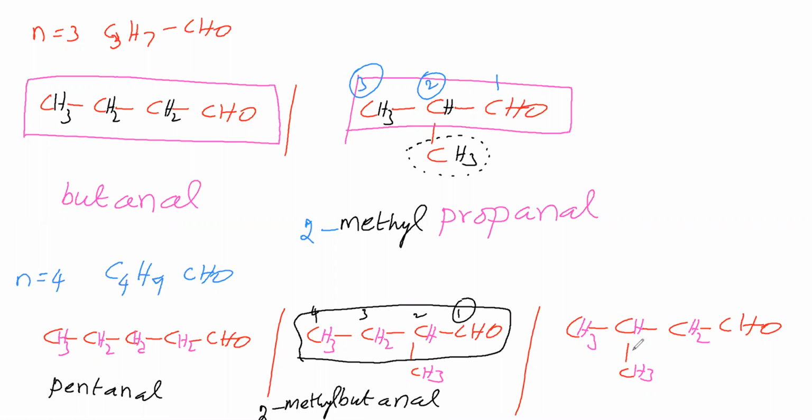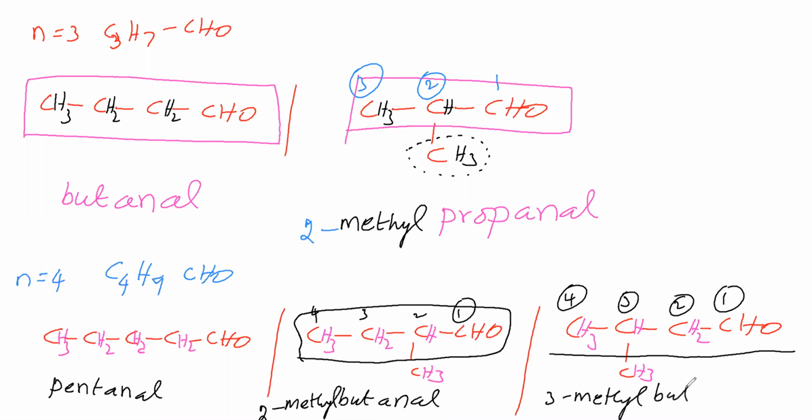Shall we start numbering from the left here? No, we have to start numbering at which carbon? The aldehydic carbon only. Therefore, we have given numbering like this. Here the parent chain contains 4 carbon atoms, therefore the branch name is methyl. Methyl is present at the third position, therefore we can say 3-methyl butanal. Aldehyde is a functional group, which means the aldehydic carbon should be given number 1 position.